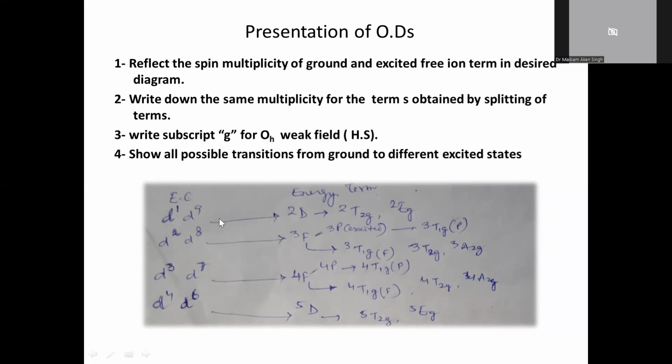Here in the D, it gives the D term, means 2D. For D1 and D9, we will get the D term. For the D term we have the transition. This is the ground state, and this is the excited state. And for D2 and D8, we have 3F, the F term. D term, F term.